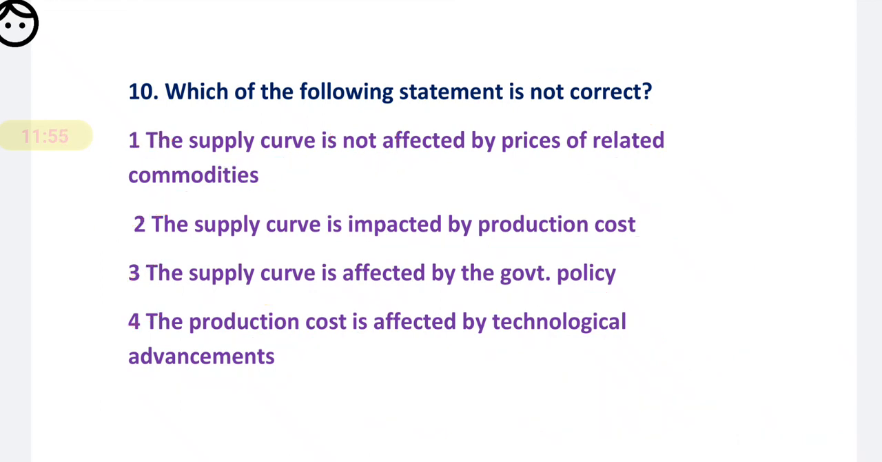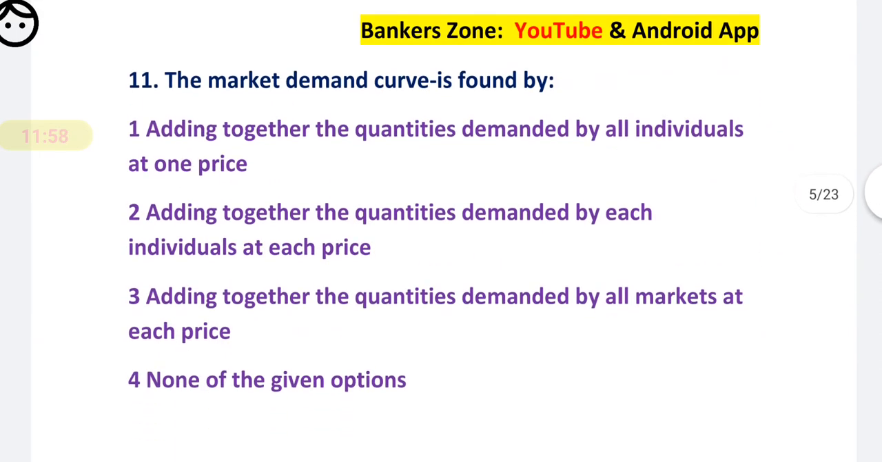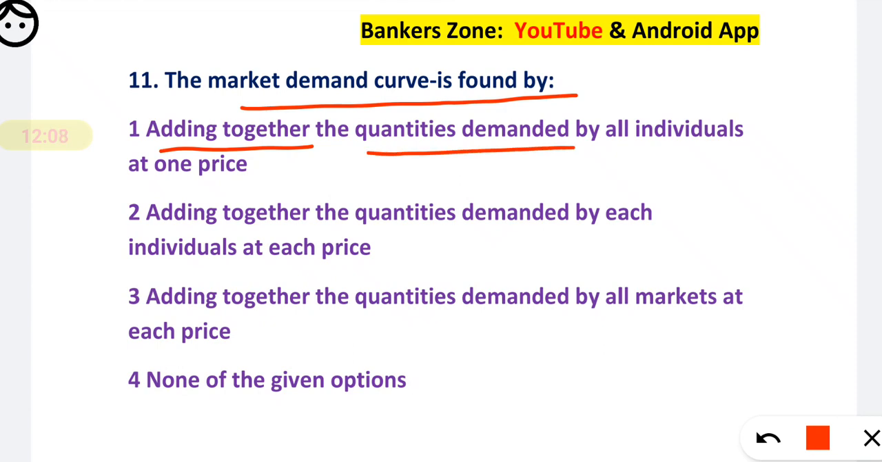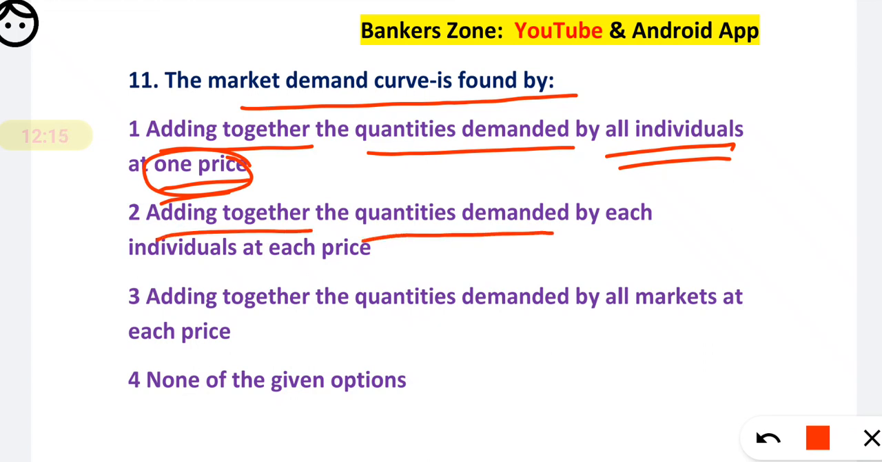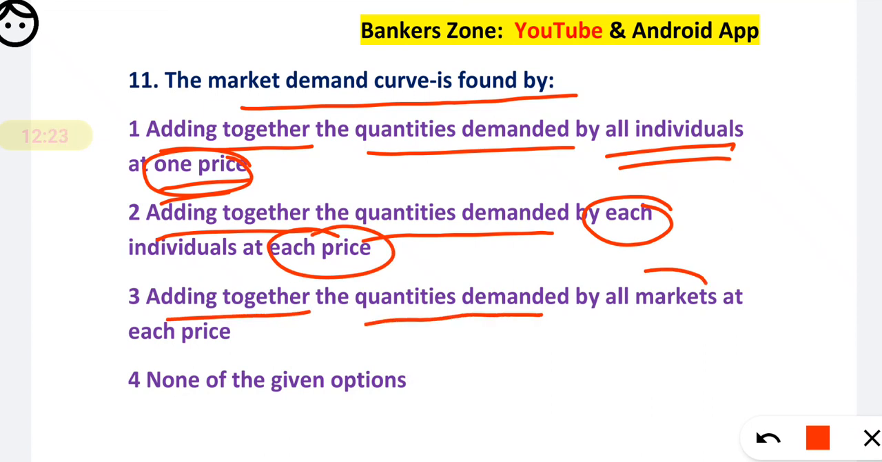Okay, fine. Now the 11th question. The market demand curve is found by... how is the market demand curve found? Let's go through the options. First, adding together quantities demanded by all individuals at one price. Option number 2, adding together quantities demanded by each individual at each price. Option number 3, adding together quantities demanded by all markets at each price. And fourth, none of the above. So friends, the correct answer is option number 2 for the 11th question.